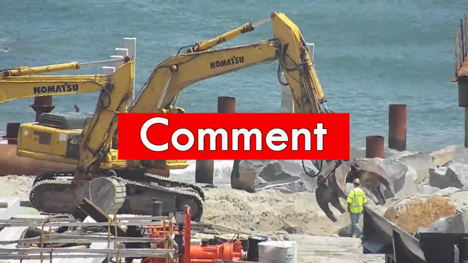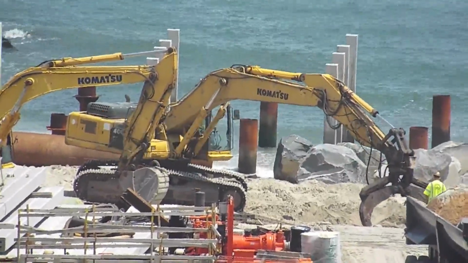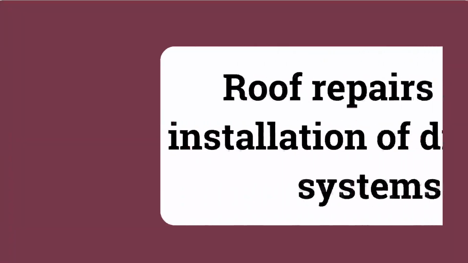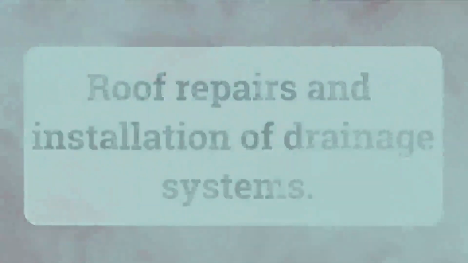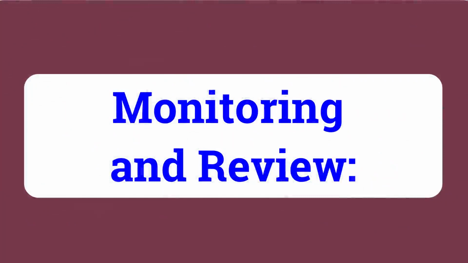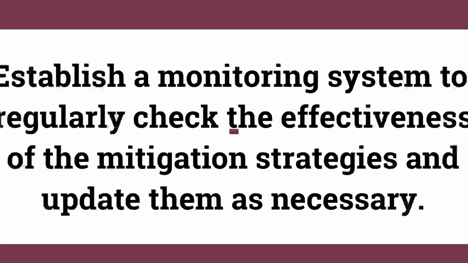Number two, implementing controls. Recommend and oversee the implementation of control measures such as roof repairs and installation of drainage systems. Number three, monitoring and review. Establish a monitoring system to regularly check the effectiveness of the mitigation strategies and update them as necessary.